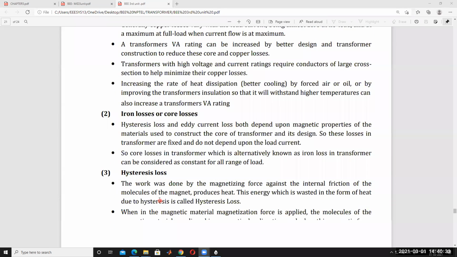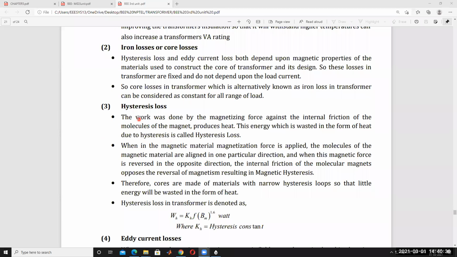Next, iron losses. You know well, iron losses are of two types: hysteresis loss and eddy current loss. Hysteresis loss and eddy current loss both depend upon the magnetic properties of the material used to construct the core of the transformer and its design. Simple, so by reading itself you can easily understand.